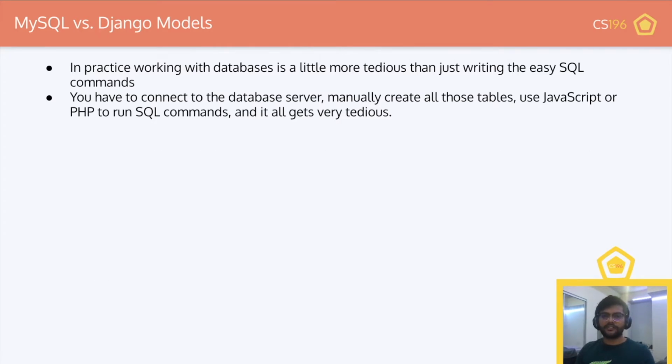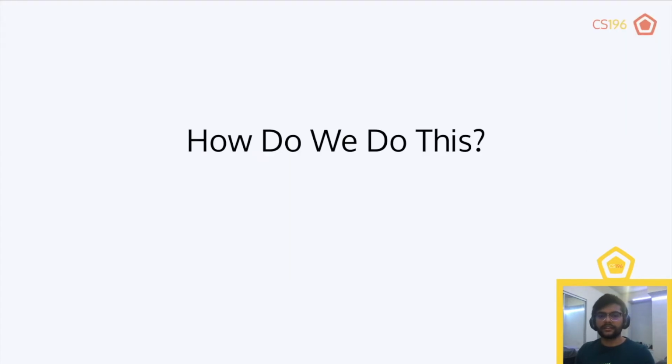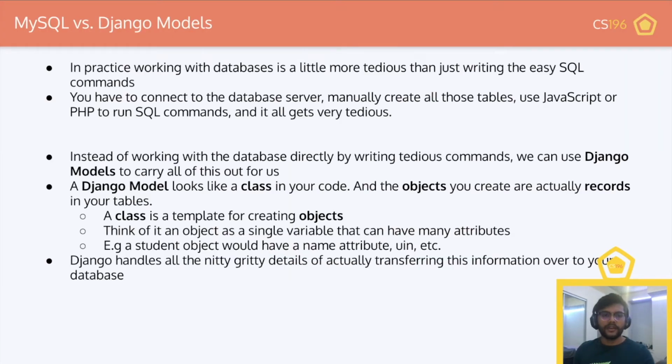Also JavaScript, PHP especially is a really old language. Like they aren't very intuitive at all. So instead of working with the database directly by writing tedious commands, we can use the Django models to carry all of this out for us. So a Django model looks like a class in your code. So if you're not familiar with what classes are, don't worry about it too much. You'll learn about that in 125. And the objects you create are actually records in your tables.